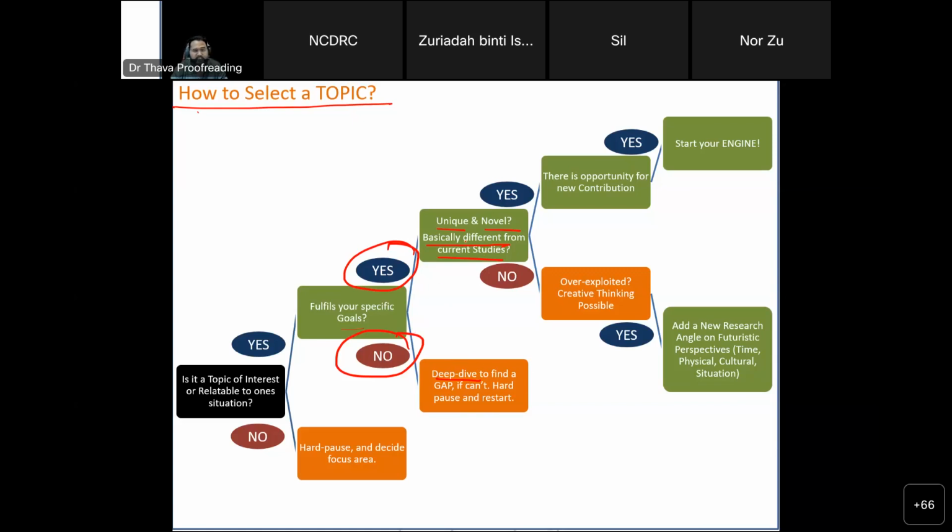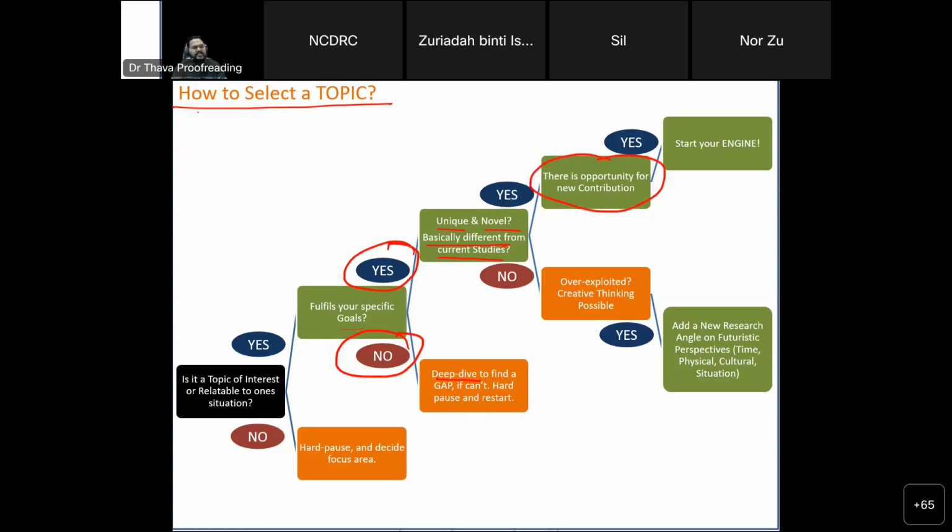Let's say you're already here, and you actually found out it's not unique and novel. It's actually kind of different, even if it's not 100% novel. At least if it's different from the current studies, then okay, you're good to go. There's opportunity for a new contribution.